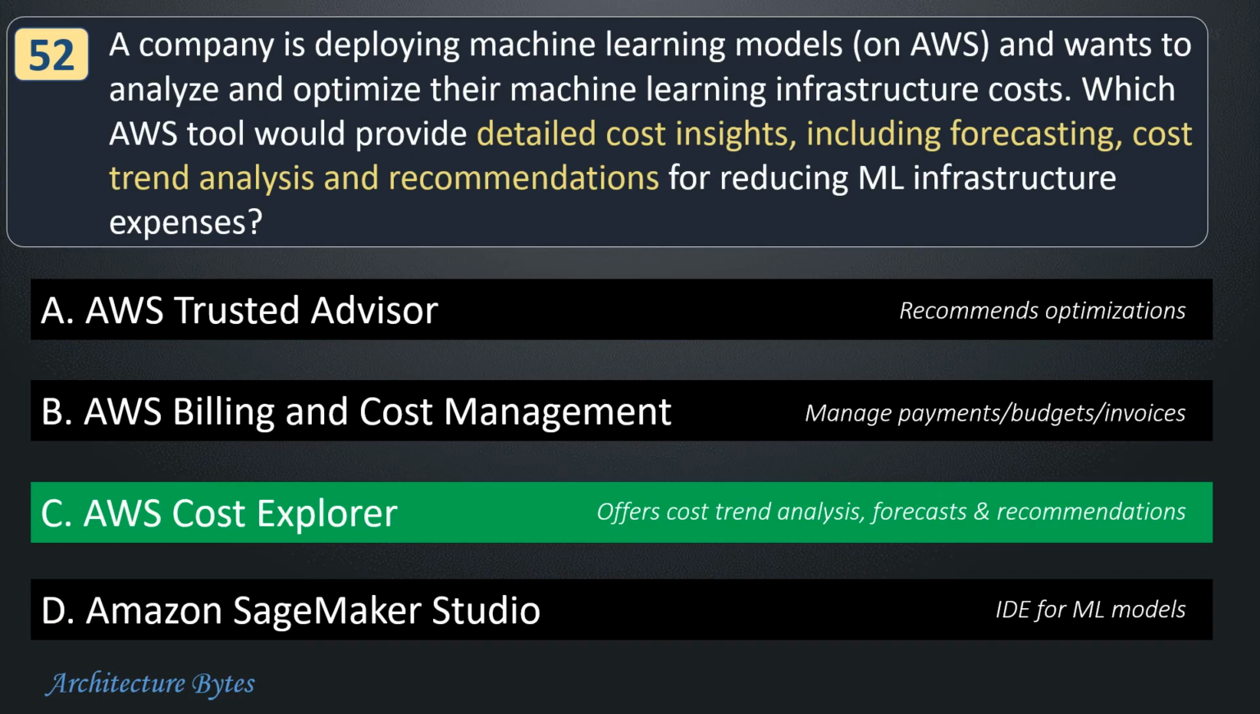like AWS Cost Explorer. AWS Billing and Cost Management is primarily used for managing payments, budgets, and invoices rather than providing cost trend analysis and forecasts. Amazon SageMaker Studio is a development environment for building, training, and deploying machine learning models, not a cost analysis tool.